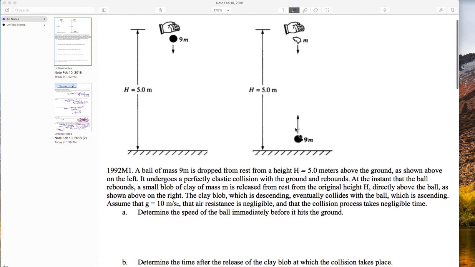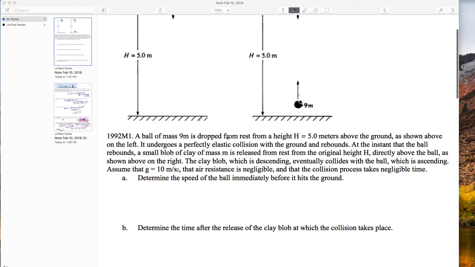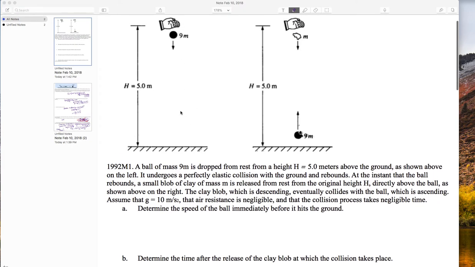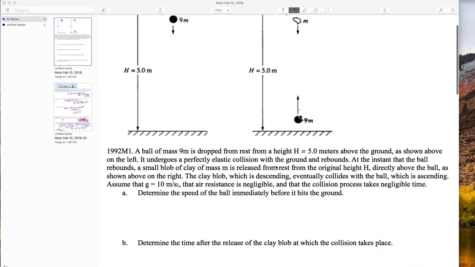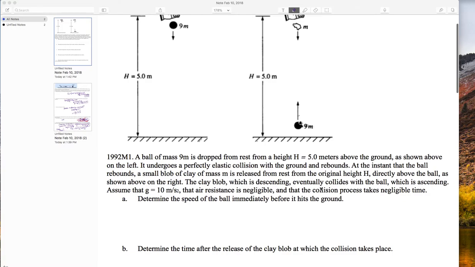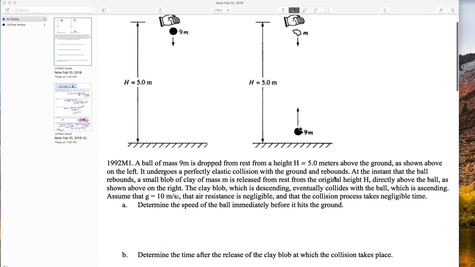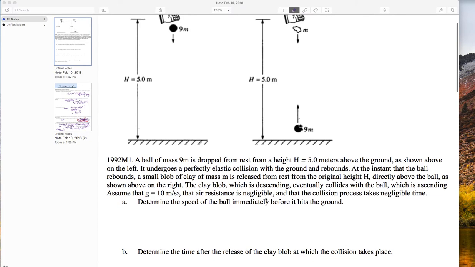Okay, so a ball of mass 9m is dropped from rest from a height h at 5 meters above the ground as shown on the left. We're dropping this ball 5 meters and we're falling with gravity of 10 meters per second squared. Air resistance is negligible and the collision process is almost instantaneous. Okay, so we want to determine the speed of the ball immediately before it hits the ground.